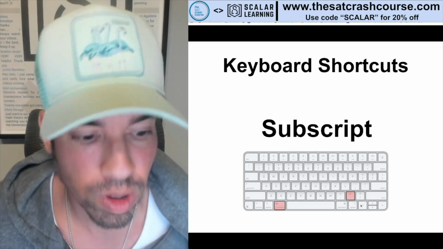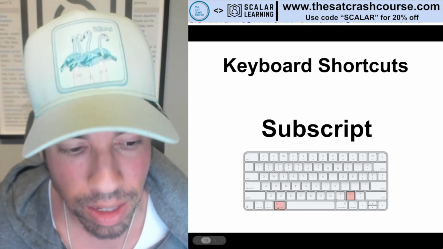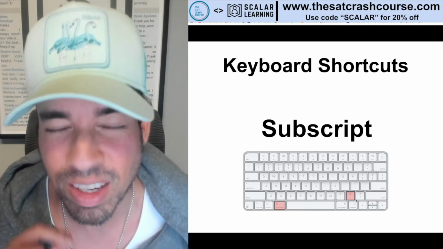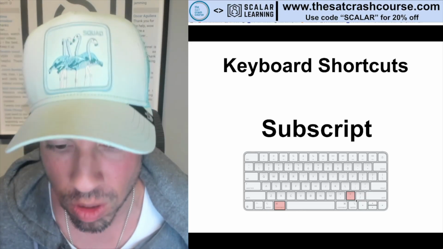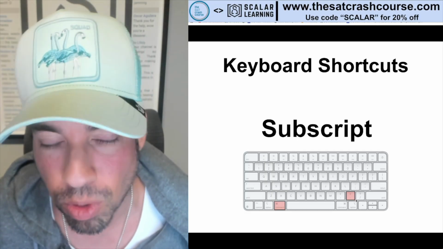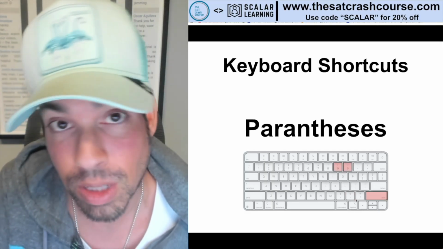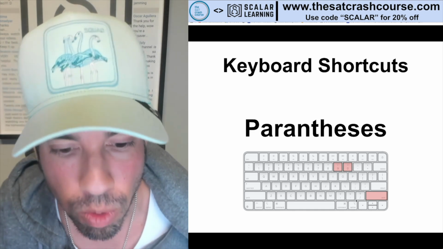For subscript, and again, this was with the Mac, you're going to hit Command period. And sometimes you're going to need subscripts for particular advanced regression, which I'm going to show you later, but it's definitely less important than an exponent. And of course, for parentheses, you're going to hit Shift 9 for the left parenthesis, Shift 0 for that right parenthesis.